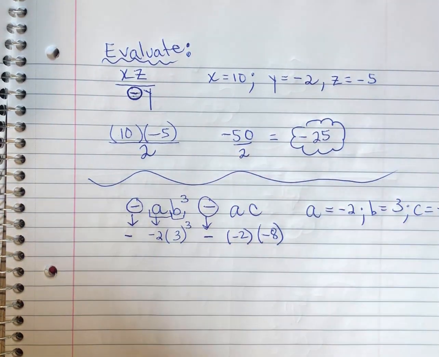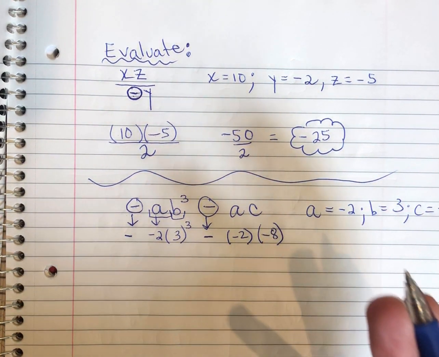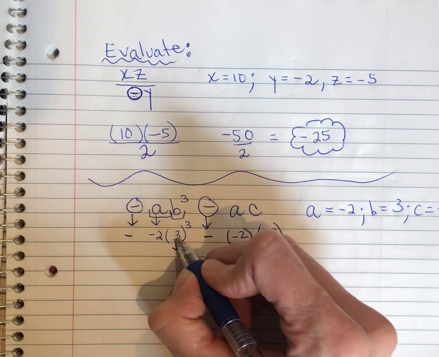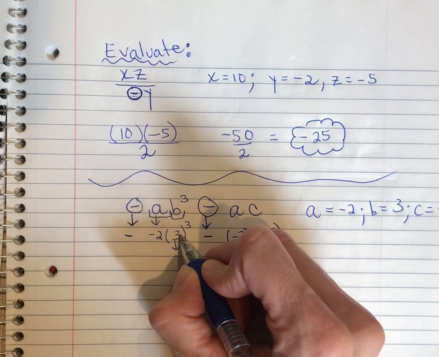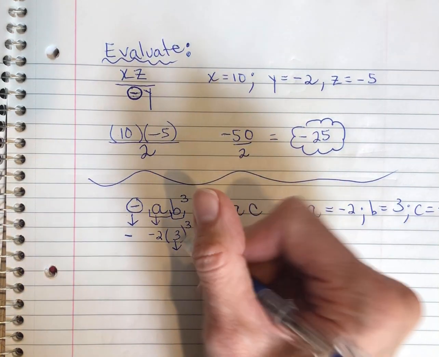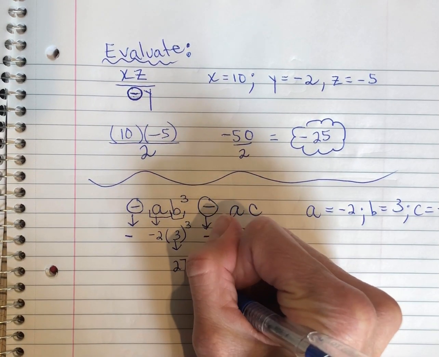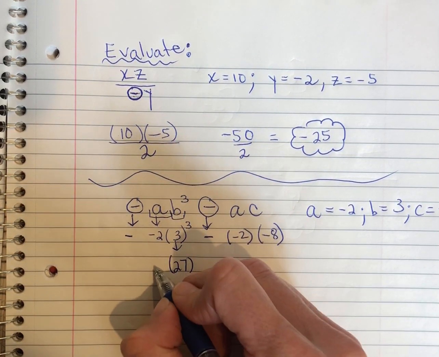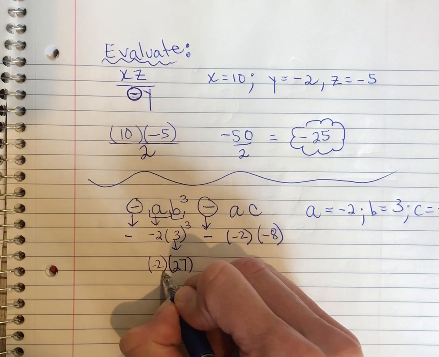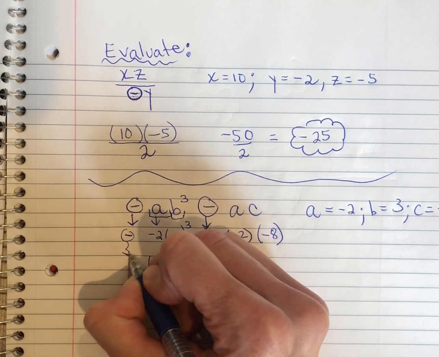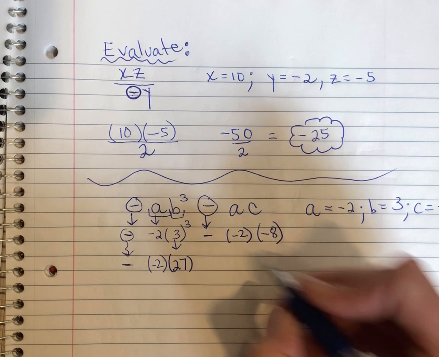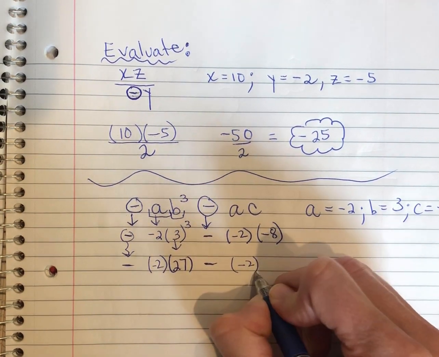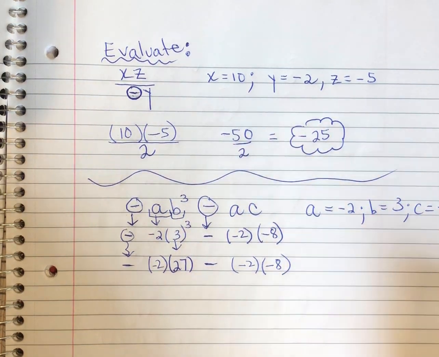Let's start to simplify, okay? So the very first thing we're supposed to solve is exponents. So 3 to the third, again, 3 times 3 times 3 would be 27. And then we're supposed to drop everything back down. I'm gonna go ahead and put this negative 2 in parentheses. Don't forget to drop down that first negative, okay? Drop down your subtraction symbol and your negative 2 and your negative 8.